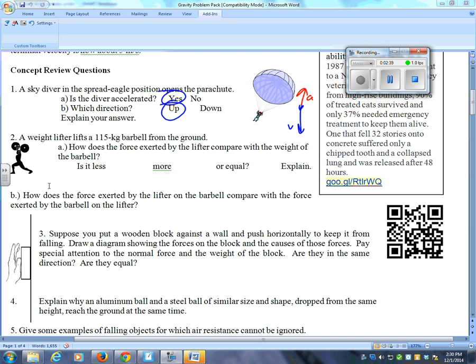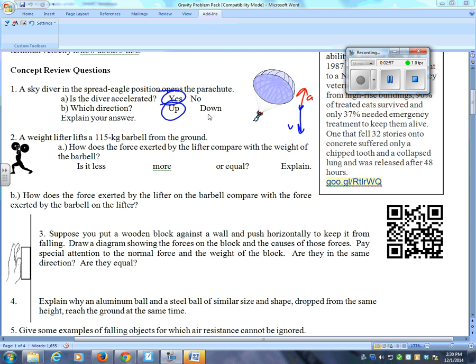So a weightlifter lifts a 115 kilogram barbell from the ground. I just did, didn't I? I said, is the diver accelerated? Yes, by slowing down. Which direction? Up. And I drew a little diagram and talked about it.